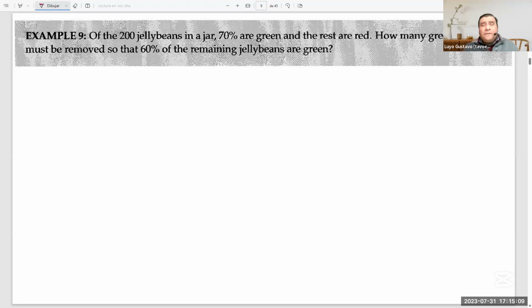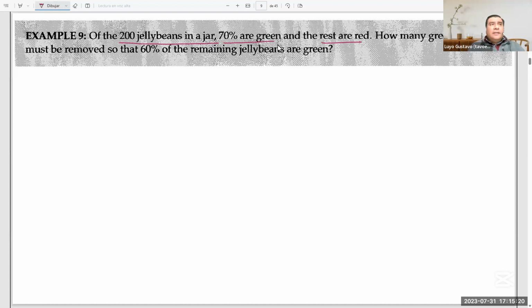Okay, it's just a matter of being careful when reading the statements, right? First, there are 200 jelly beans and there are 70% green and the rest are red. So, okay, let's try to make this clearly in a diagram. Okay, so you have originally 200 jelly beans. You have 70% green. So what would be 70% of 200? Actually 140. So the rest are 60. 140 and 60.